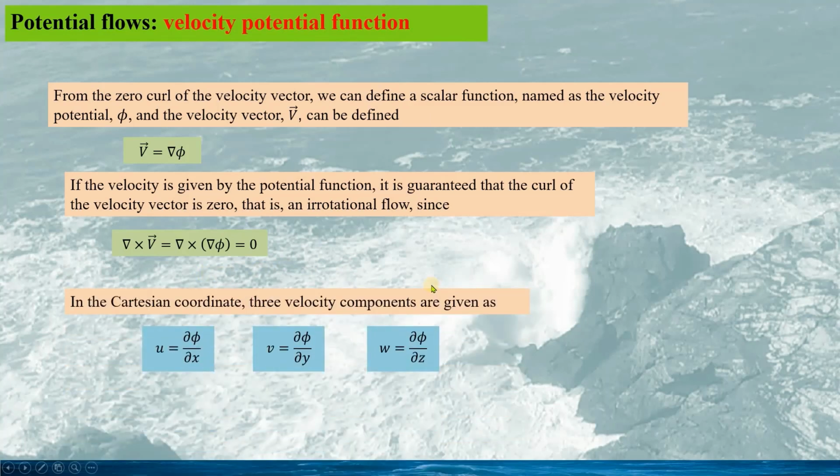In the Cartesian coordinates, the three velocity components are calculated given by these expressions: u along the x-axis, v along the y-axis, and w along the z-axis. So all these three velocity components can be determined by the potential function phi only.